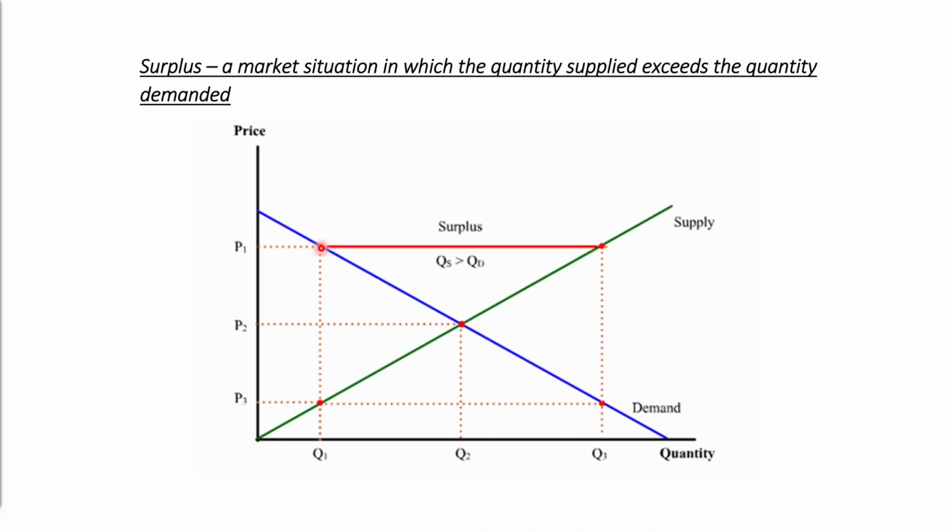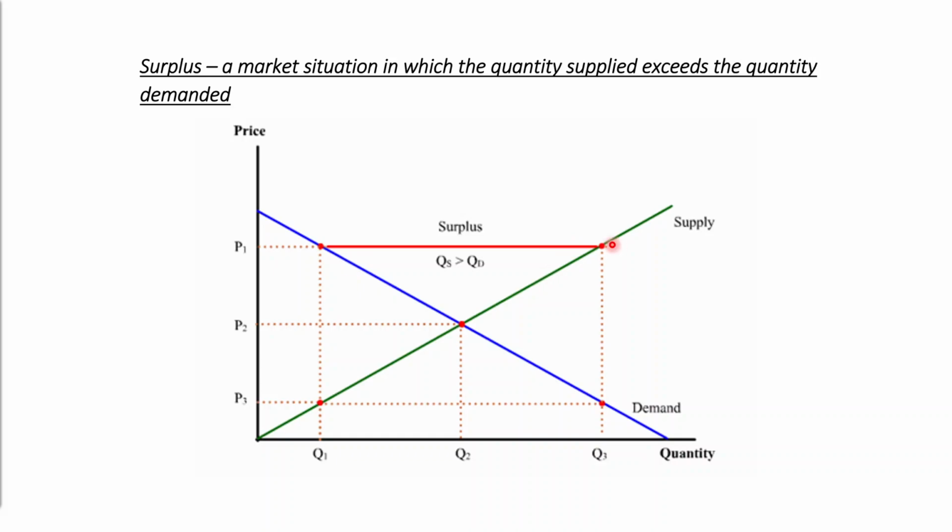Their quantity demanded is lower. So therefore, we have a surplus. Now, in a free market, where there are no barriers to entry and exit, surpluses typically do not last, because to sell the surplus, suppliers will start lowering the price. As the price lowers, more consumers will enter the market to buy the goods.